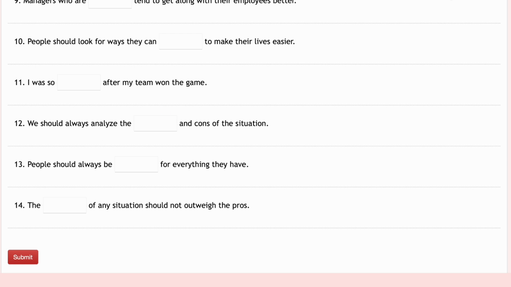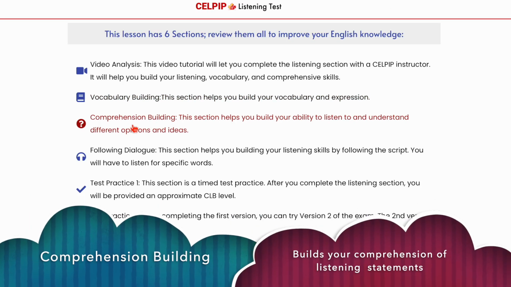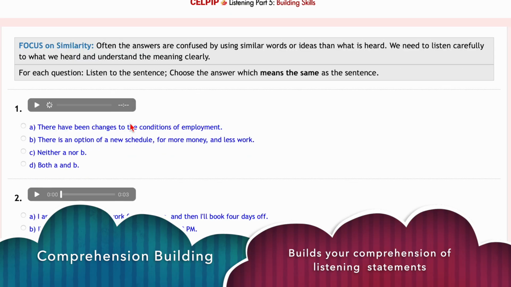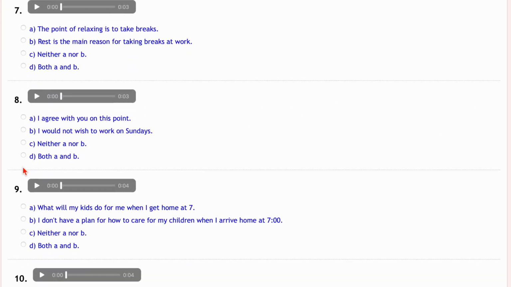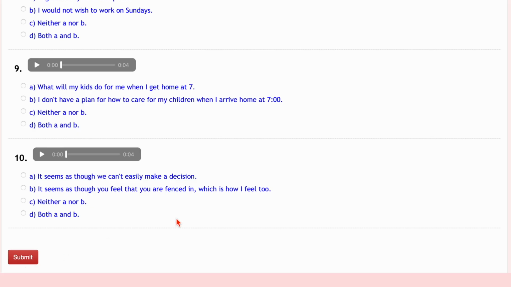Very good exercise. And then we also have some comprehension building. Okay, comprehension building is a great exercise to help you improve your listening and comprehension skills. You listen to something. New season, new schedule, more work, less money. So you heard that, and then you need to decide which one has the same meaning: A, B, neither A nor B, or both A and B? Wow, that's a really great exercise to build your comprehension. Strongly recommend that.